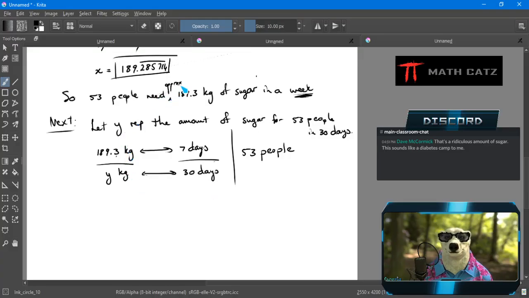No one says the people come back from the camp. Maybe it's a sugar coma camp. Who knows? So then I put my equal sign in between. You go to the camp. You do not come back. Sugar camp.